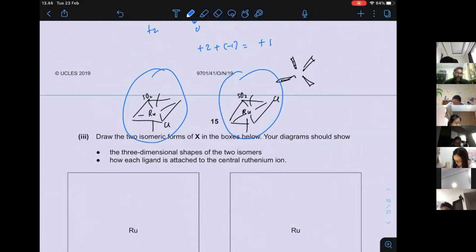The one that I can think of is going to be cis and trans. So how do I show cis and trans? The only 2 different groups that I have are SO2 and Cl. So I can put SO2 here and put Cl opposite, make it a cross. And then for another one, put SO2 here and Cl side by side. And the rest of them is going to be ammonia. This is my working that I'm going to draw.